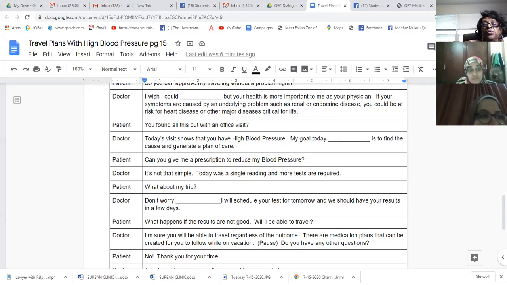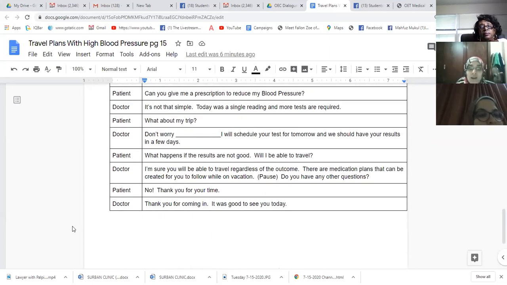Can you just give me a prescription to reduce my blood pressure? I understand that you're concerned, but it's not that simple. We need to know what the cause is, so we need to do some tests. After that, we can decide what is the cause for this high blood pressure. What about my trip? Don't worry, I will schedule your test for tomorrow, and should have your result in a few days. What happens if the results are not good? Will I be able to travel?